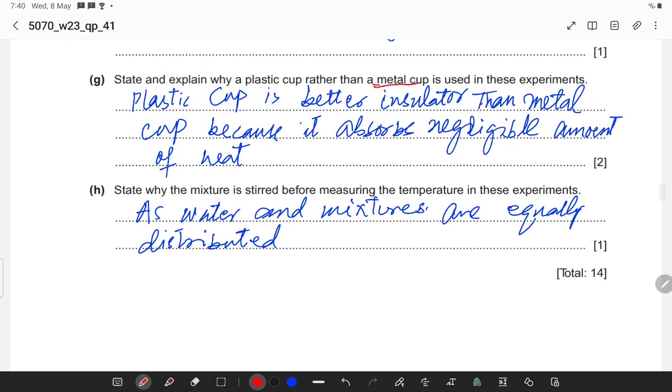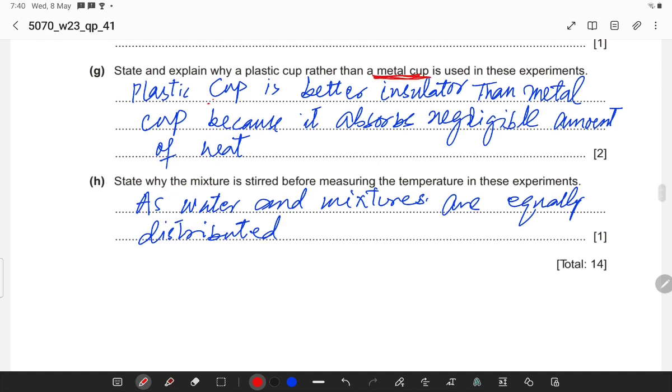A metal cup is a good conductor of heat, and a plastic cup is a better insulator, a bad conductor of heat. So heat is not absorbed by the plastic cup, but in a metal cup heat is absorbed by the metal cup. So that's why we use a plastic cup.